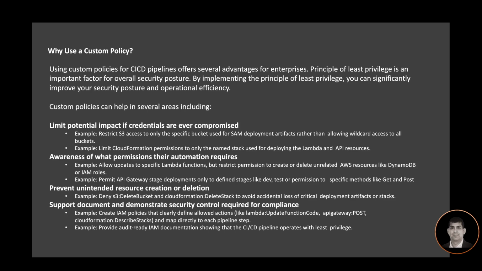Any big enterprise needs to follow certain rules as part of the governance and the compliance for a variety of reasons. So here is an example where if you create an IAM policy that clearly defines allowed actions, like, hey, Lambda can only update the function code, or API Gateway for this API can only support POST, and so on. So that will demonstrate that you have audit-ready IAM documentation showing that the CI/CD pipeline operates with least privilege.